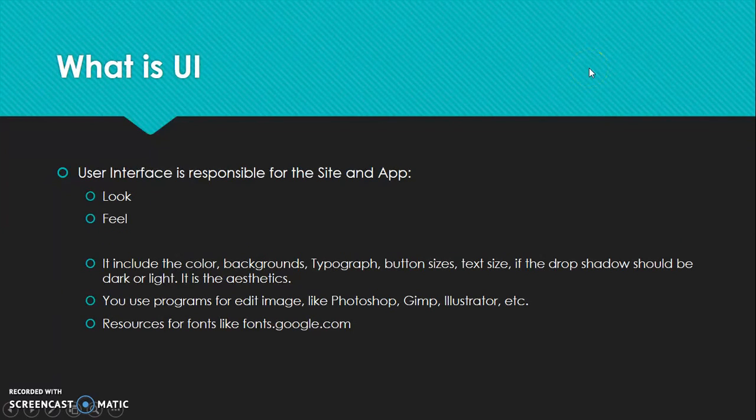What is UI? UI stands for User Interface. The user interface is responsible for the look and the feel of the web page. It includes the color, backgrounds, typography, button size, text size, whether the drop shadow should be dark or light. It is the aesthetics. You use programs for editing images like Photoshop, GIMP, Illustrator, etc., and resources for fonts like fonts.google.com.